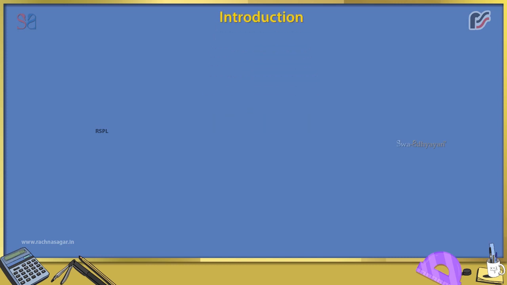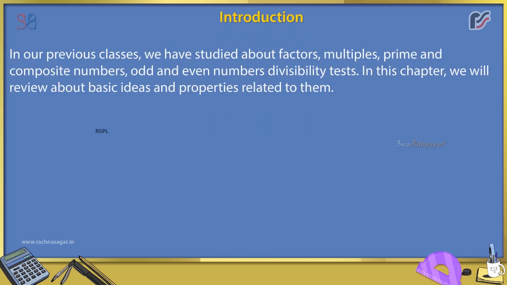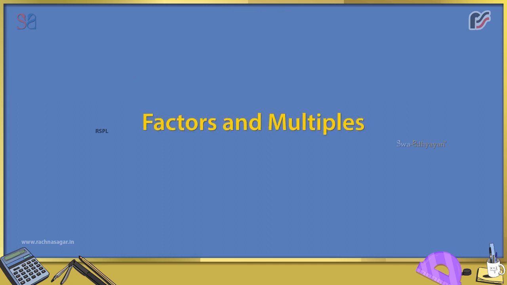Introduction. In our previous classes, we have studied about factors, multiples, prime and composite numbers, odd and even numbers, and divisibility tests. In this chapter, we will review basic ideas and properties related to them. Factors and multiples.